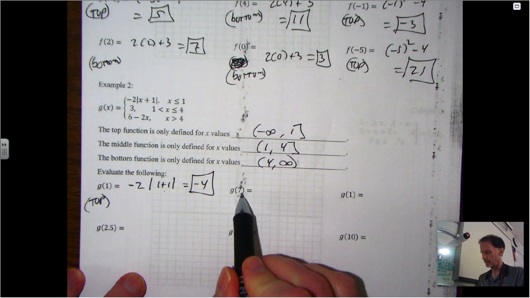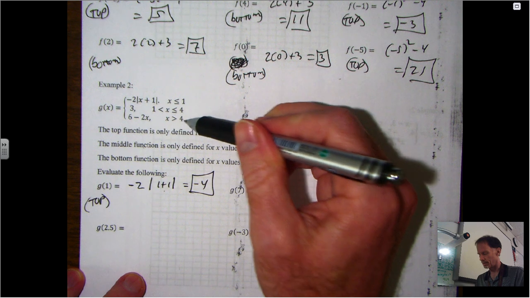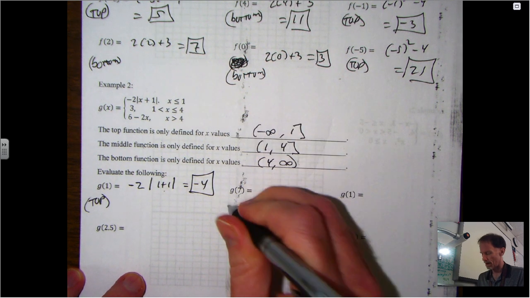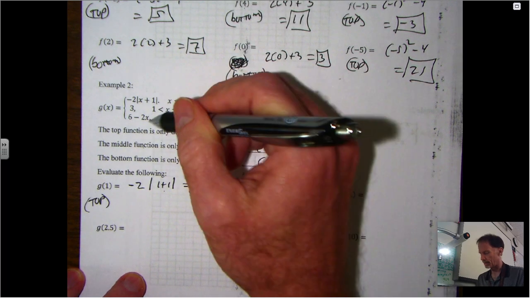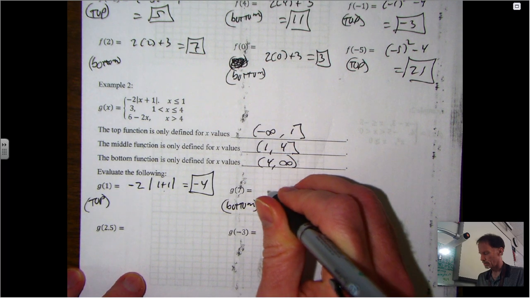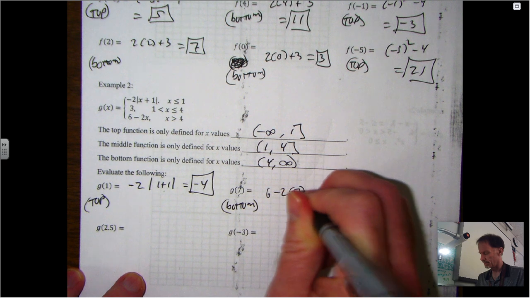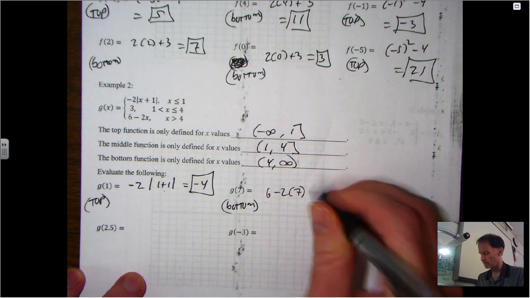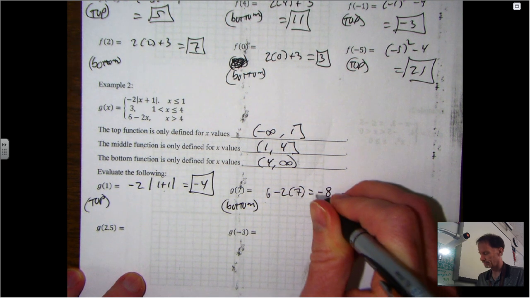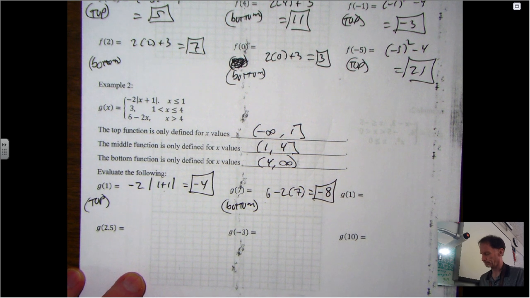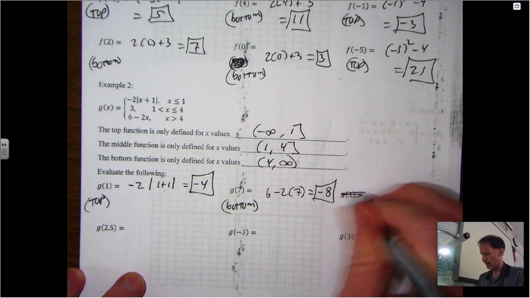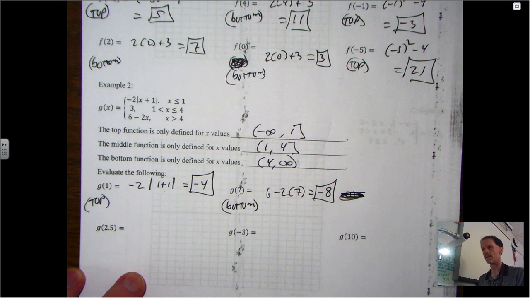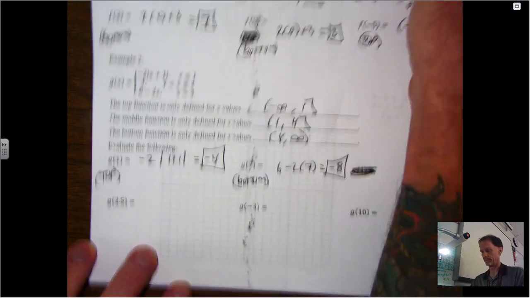That's why the answer is still going to be a negative. If x equals 7, we look at this. So 7 is greater than 4. So that's going to be the bottom equation. You plug that into the bottom. So 6 minus 2 times 7. 6 minus 14 would be negative 8. And then this one, I think that's just a typo. I kind of read G at 1, so we'll just skip that one.